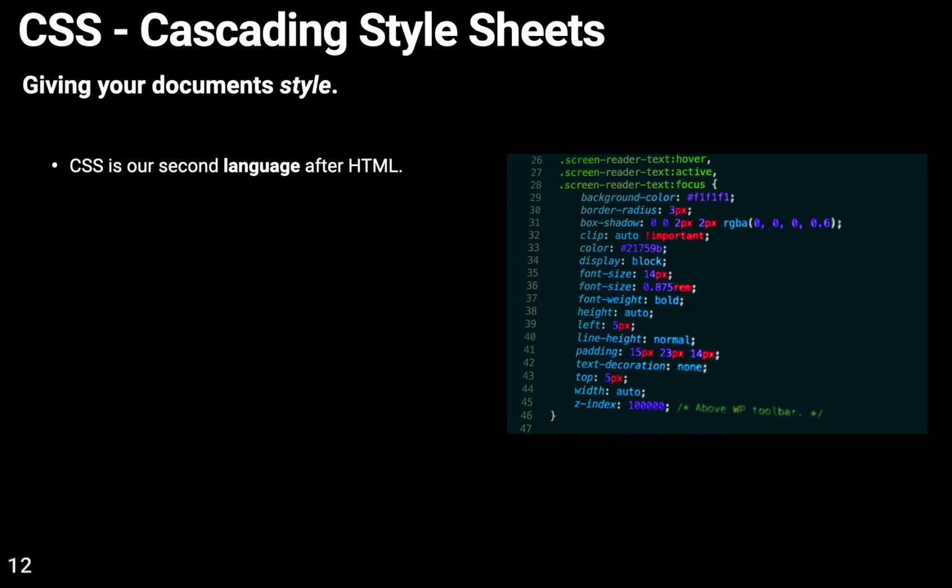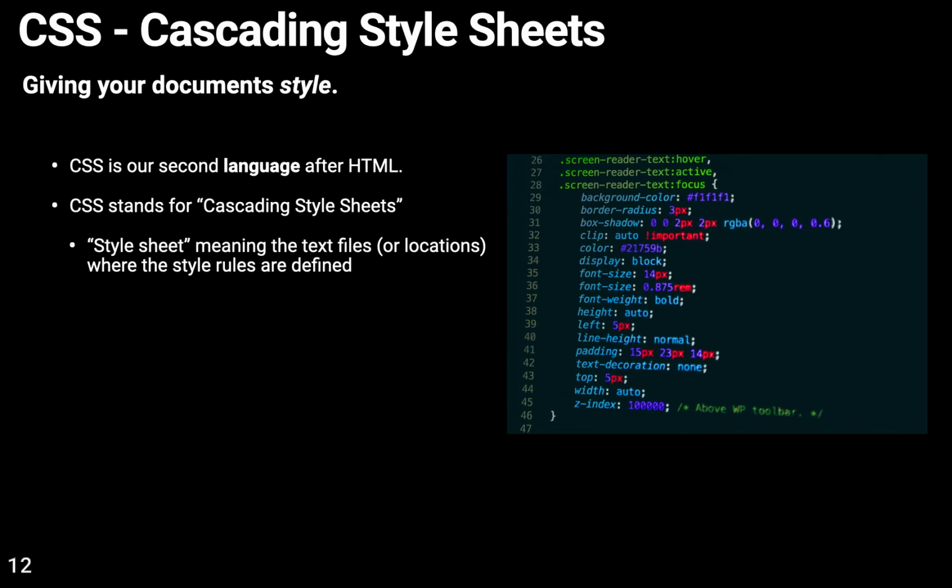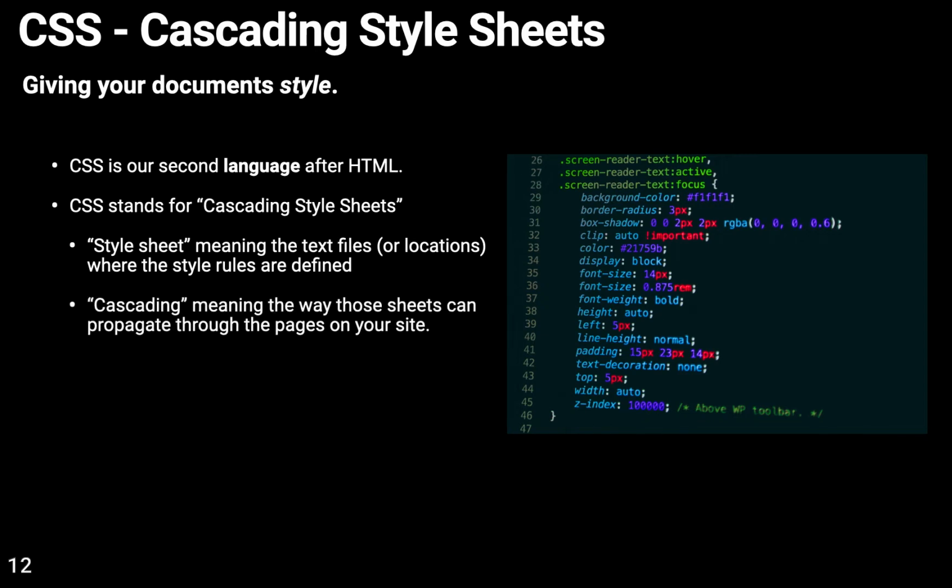So CSS is our second language after HTML. It stands for Cascading Style Sheets, of course. Style sheet meaning the text files or places within files where you are defining style rules, right? That's what the style sheet part means. And then cascading, it's a little trickier concept, but it has to do with the way that those sheets can propagate through the pages on your site, the order in which they are generally applied, and the idea that you can have lots of different styles defined in different places, and how they all flow together.